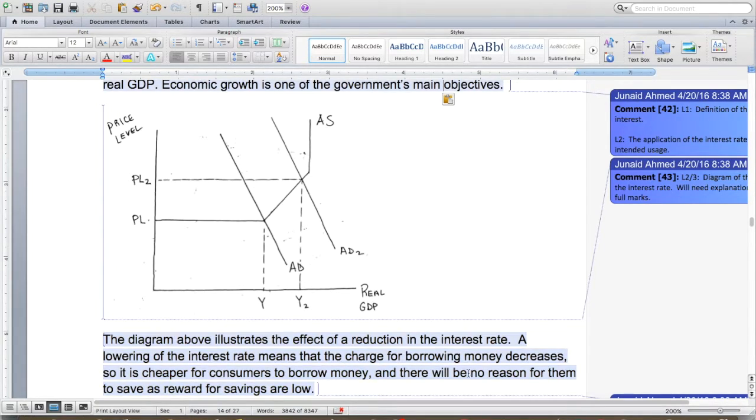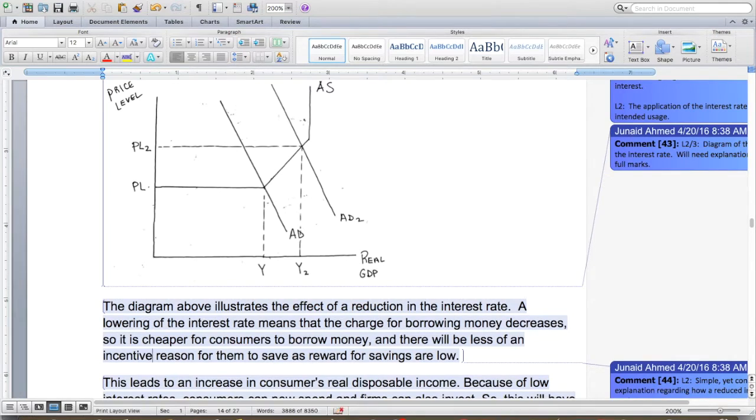Not true. There will be less of an incentive for them to save. Right? You don't want to say there's no reason. People still have reasons to save even when interest rates are low, but there's less of an incentive as the reward for savings is low.